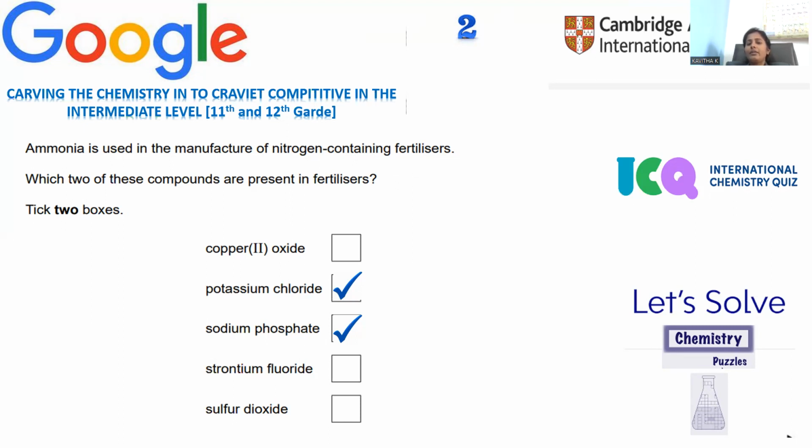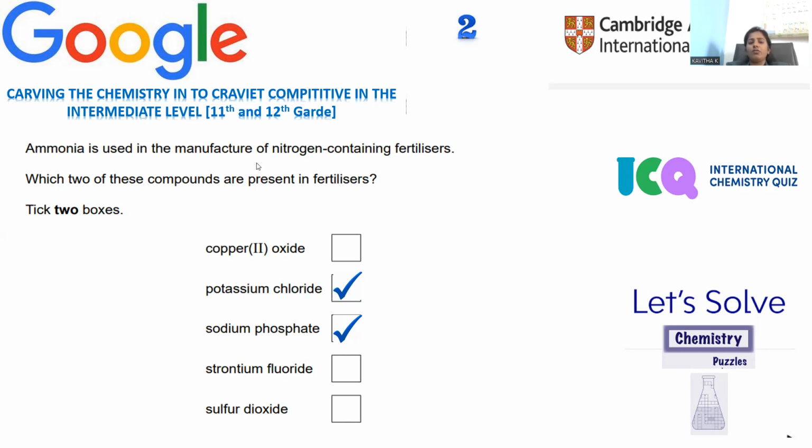NPK are called macronutrients, and they should be supplied in the form of fertilizer. Fertilizer is a kind of nutrient, from either a natural or a synthetic source, that we can supply, right? So they're asking, starting with ammonia as the source for the synthesis of nitrogen-containing fertilizer, which two of these compounds are present in the fertilizer?